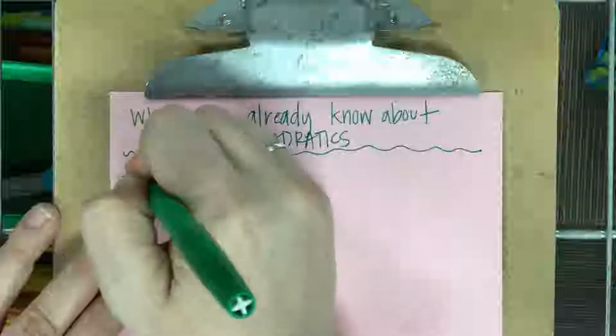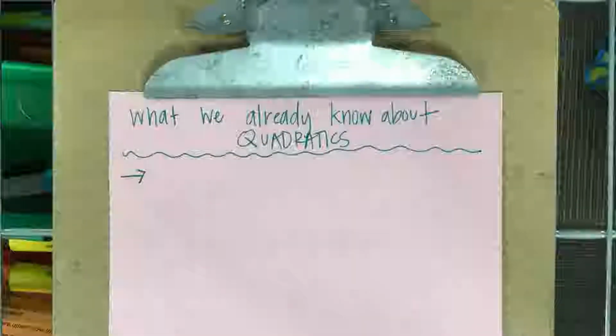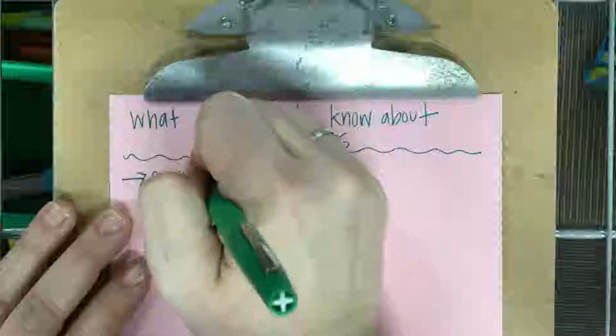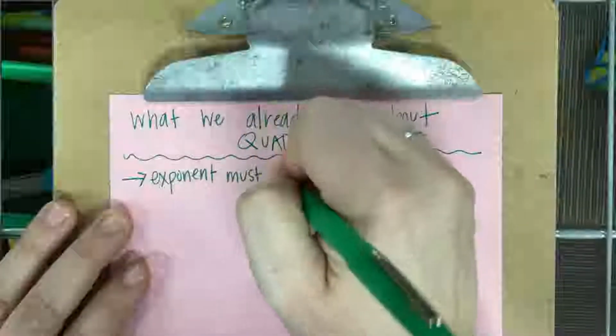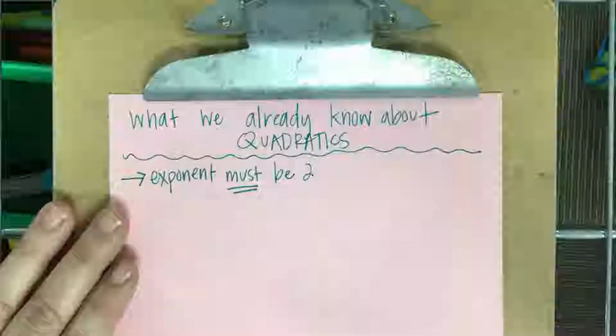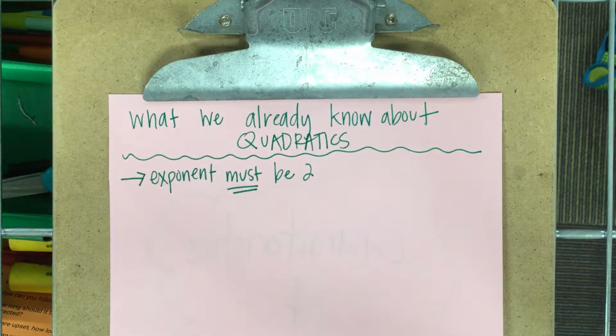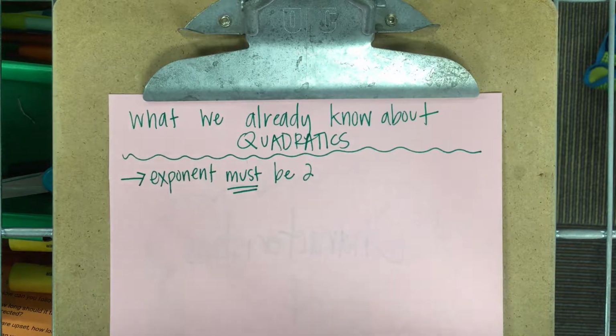We know that in order for it to be even called a quadratic, what is the number one thing we look for to confirm yes or no? That this is a quadratic. What do we look for? Exponent of 2. The exponent must be 2. If it's an exponent of 3, nope. If there's no exponent, nope. Must be an exponent of 2.